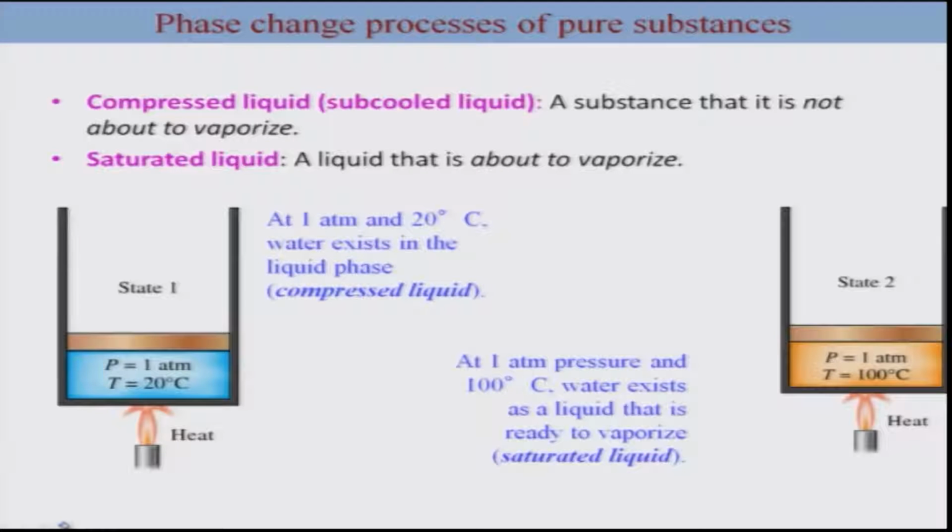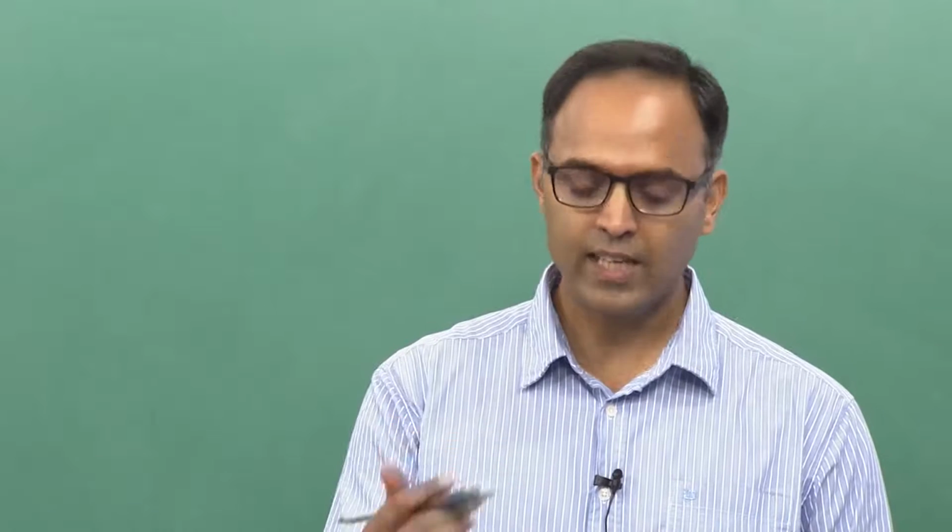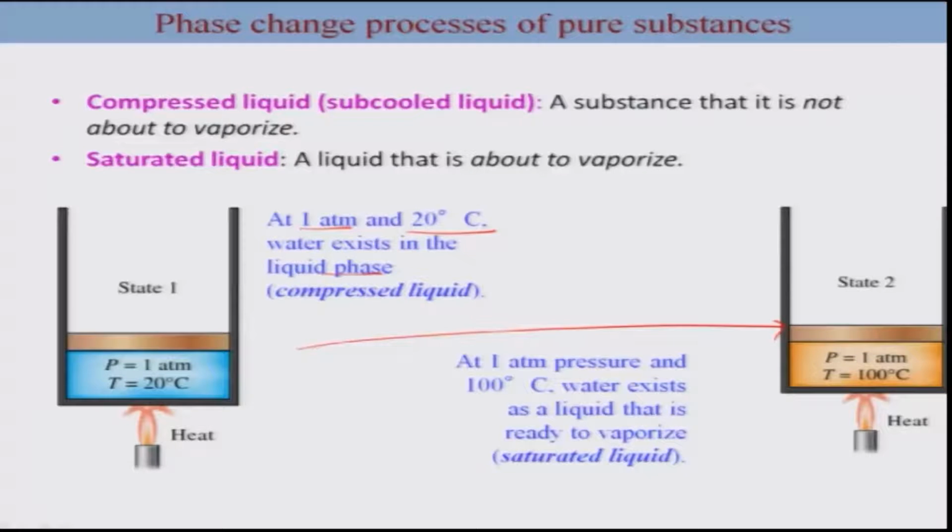Let us consider water at 1 atmosphere and 20 degrees Celsius. In such a case the water exists in the liquid phase. At room temperature you see water as a liquid, and it will not immediately vaporize. You need to heat it at 1 atmosphere such that it goes to 100 degrees. Here the state of the liquid is that it is ready to vaporize. This particular state will be called saturated liquid.